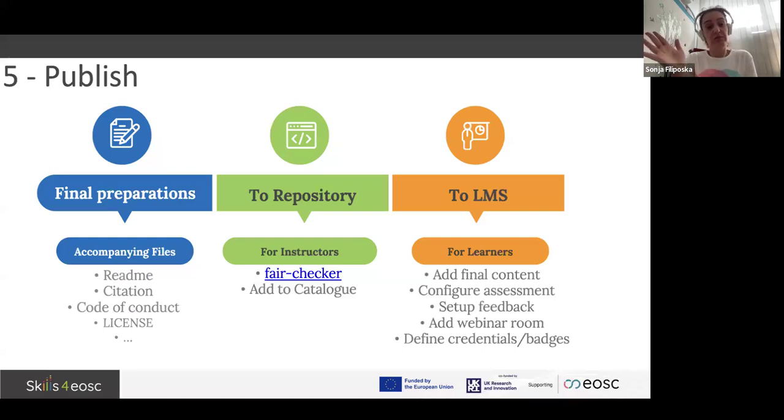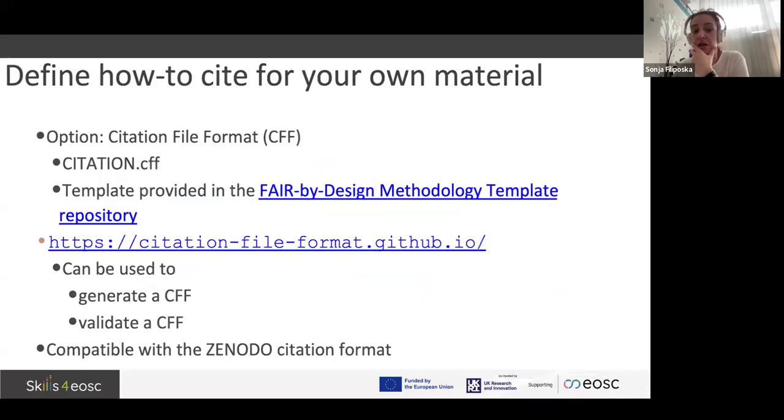For the learners, you publish to a learning management system or to a website or to whatever you decide is the learning platform, let's call it, where learners are going to come to consume the material. Depending on the platform, this is the place where you might need to configure additional things like the assessment, set up the feedback. If it's a webinar, you need to add the room, or define badges if you use this kind of certification or something like that. So these are the steps that you are doing in publish.